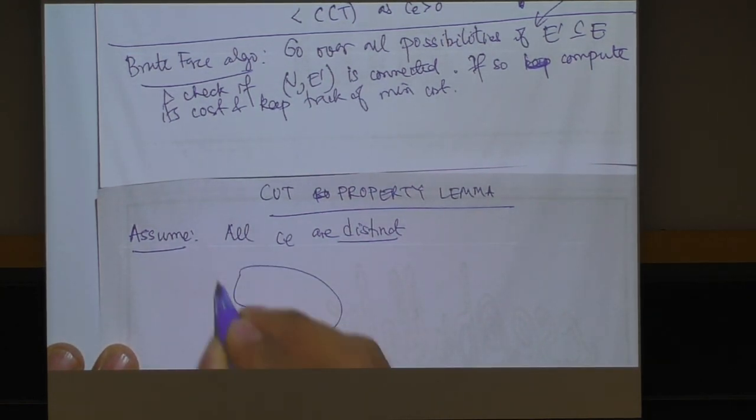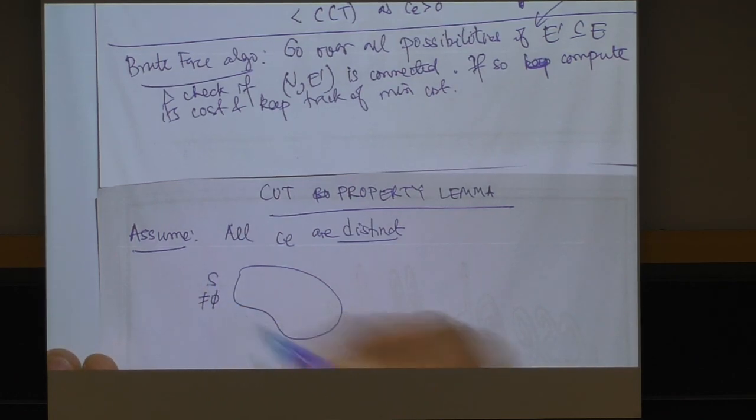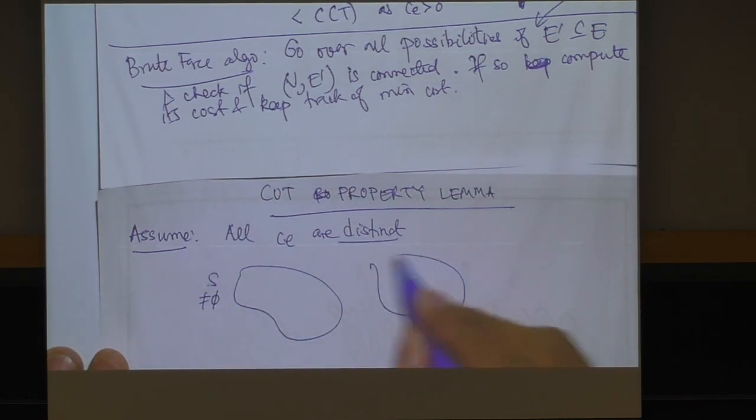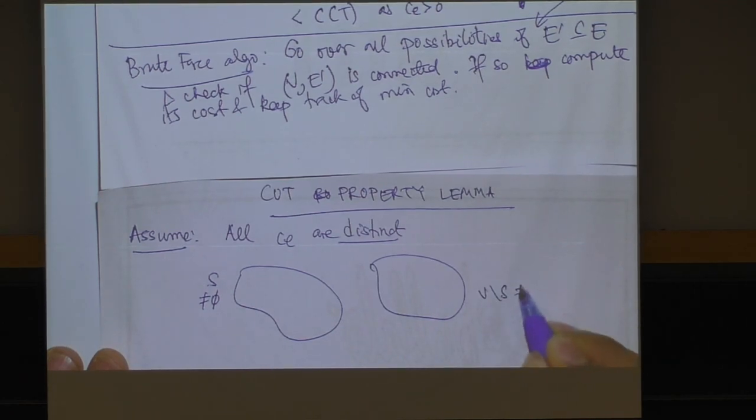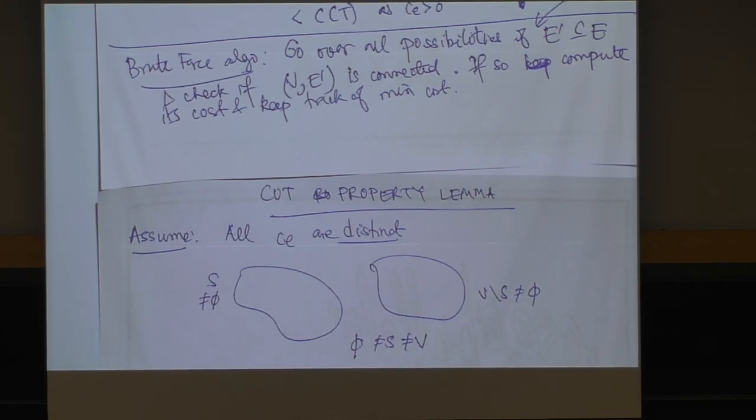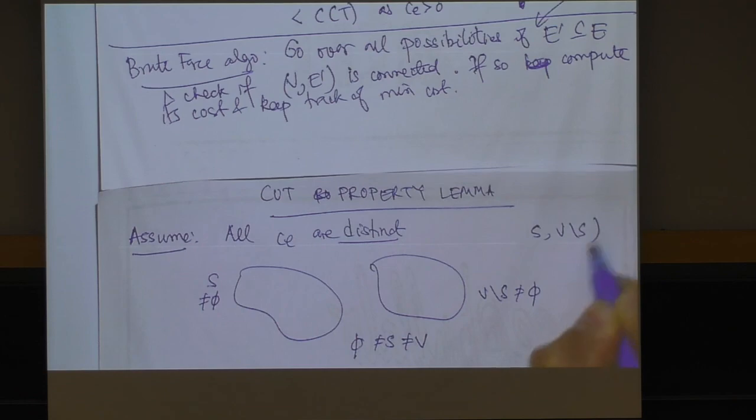Consider any subset S of vertices which is not empty, so that whatever remains is also not empty. So what I'm saying is S is not empty and S is not everything. So you're kind of dividing the set of vertices into two non-empty parts. And this in literature is called a cut. So another way to think about it is you take a graph and literally just cut everything into two parts. So we call S and V minus S a cut.